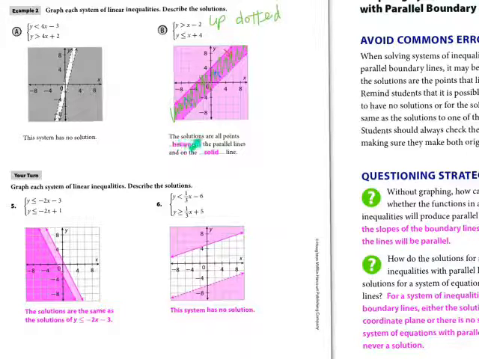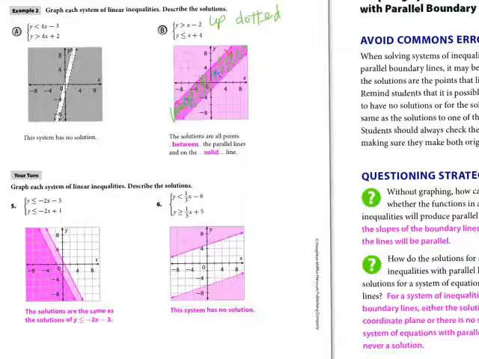So the solutions are all the points between the parallel lines and that are on the solid line. So only along this line. This bottom line is a dotted line, so no points along the dotted line will be a solution. Let's go talk about number 6.